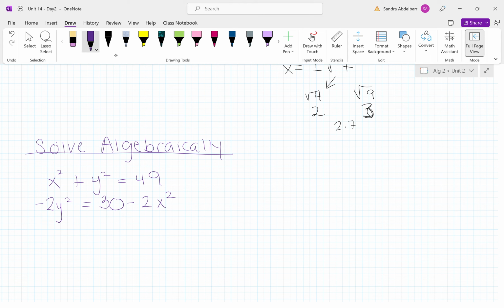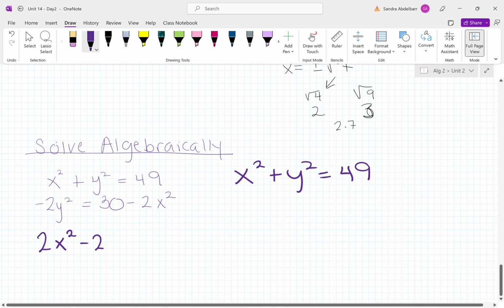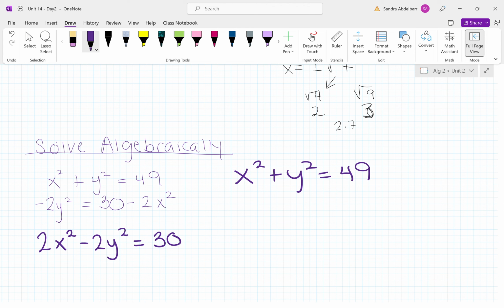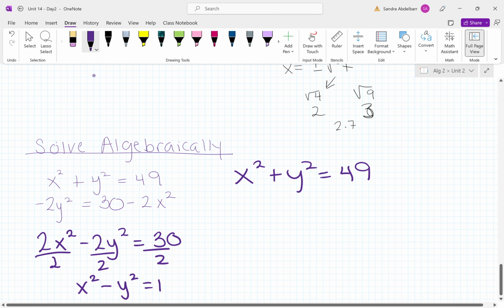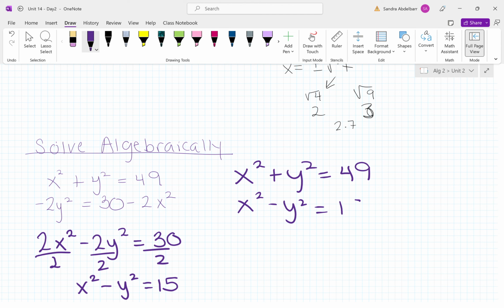So our first equation is good. We have x squared plus y squared equals 49. The second equation needs some manipulation. I'm going to add the 2x squared over: minus 2y squared equals 30. Before I line up the two equations for elimination, does anybody see what I could do with the 2x squared minus 2y squared equals 30? I could divide the whole thing by 2, which will make my numbers a lot easier to work with. So here we have x squared minus y squared equals 15.